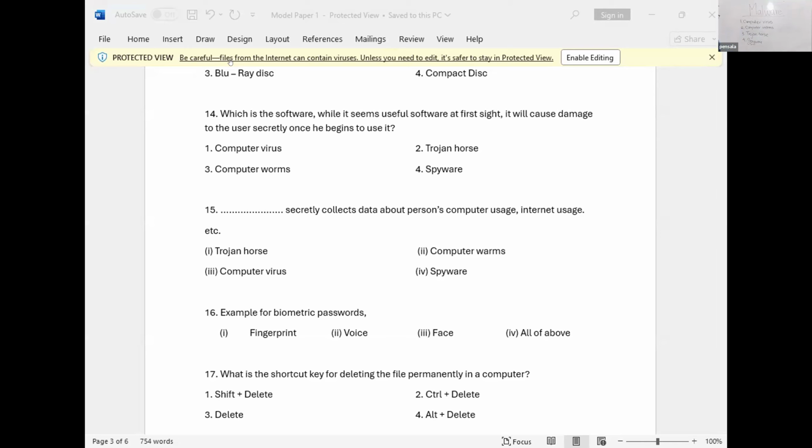Right. The answer is spyware. You can remember that, like, spy is one who collects others' data. So the answer is number 4.